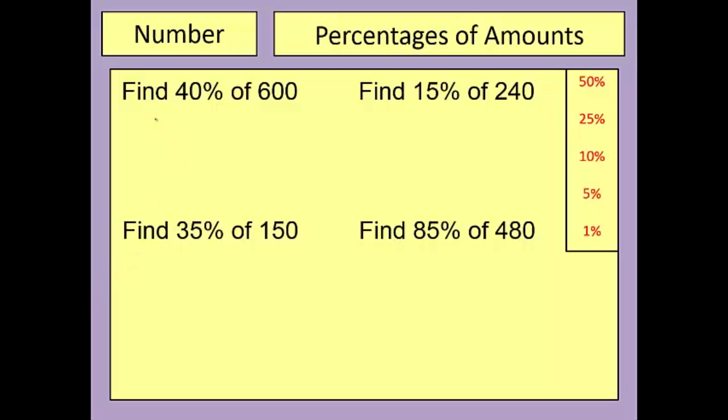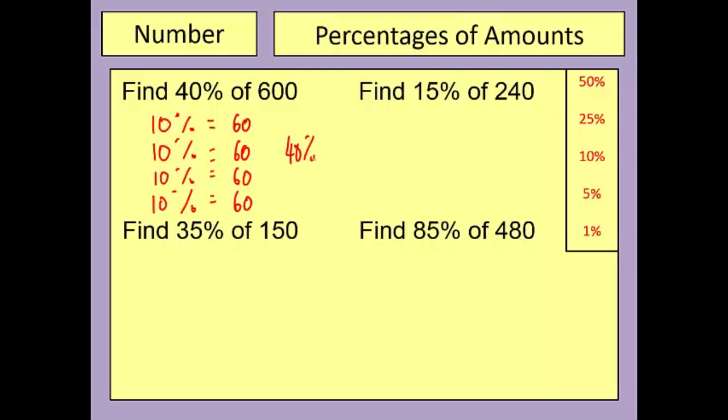Okay, here are the answers then. So for the first one, I would have used 10% 4 times to get 40%. It's not the only way to do it, but you should get the same answer either way. So 10%, 10%, 10% and 10%. 10% of 600 is 60, so we have 60, 60, 60 and 60, and if you add all of those up, 40% would equal 240. For this next one here, I would use 10% and 5%, that makes 15%, and 10% of 240 is 24, half of that gets you 5%, which is 12, and if you add those up, you should get 36.